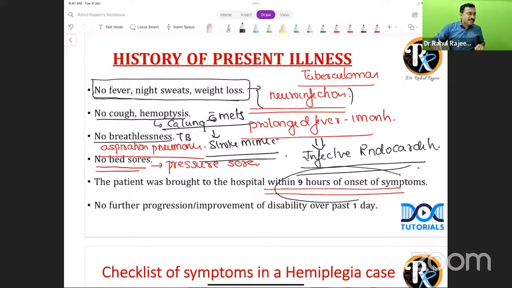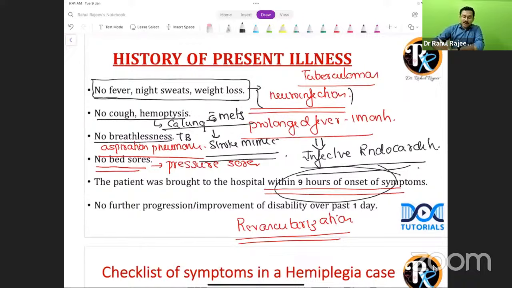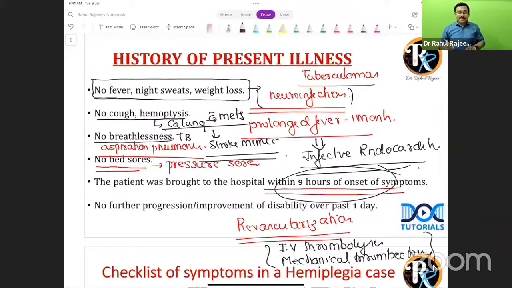So what is the importance of duration of symptoms? Who is going to tell me? Because in stroke, I want to see if the patient is a candidate for revascularization or not. Because you know that in the management of acute ischemic stroke, there are two revascularization modalities. One is IV thrombolysis, and the second one is mechanical thrombectomy, which I have taught you in detail in my lectures as well with figures. So these are the revascularization modalities.